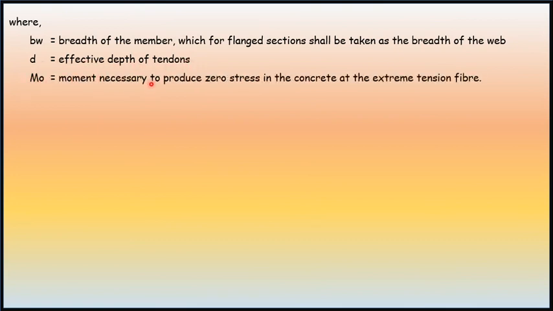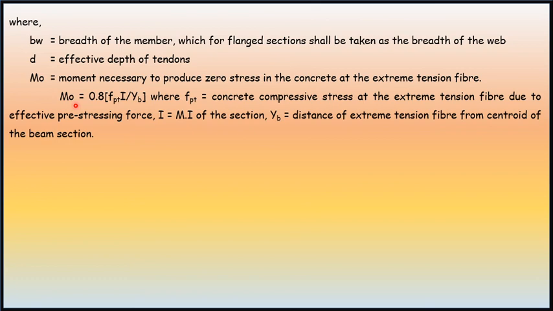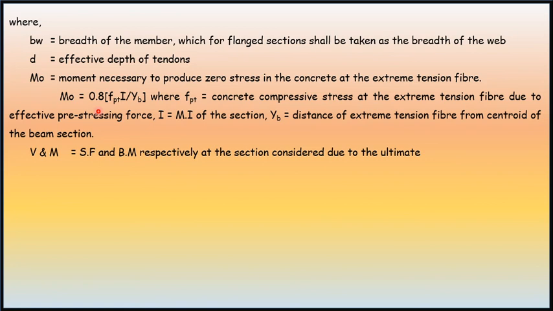M naught is the moment necessary to produce zero stress in the concrete at the extreme tension fiber. M naught equals 0.8 times bracket FPT, moment of inertia, divided by YB, the distance of bottom fiber, where FPT is the compressive concrete stress at the extreme tension fiber due to effective prestressing force. I is the moment of inertia of the section. YB is the distance of the extreme tension fiber from the centroid of the beam section. V and M are the shear force and bending moment respectively at the section considered due to the ultimate shear force.